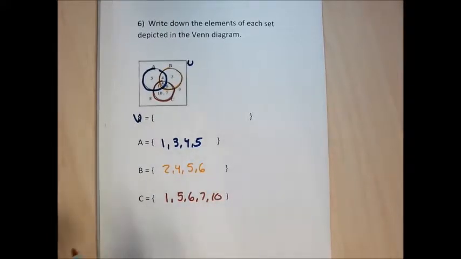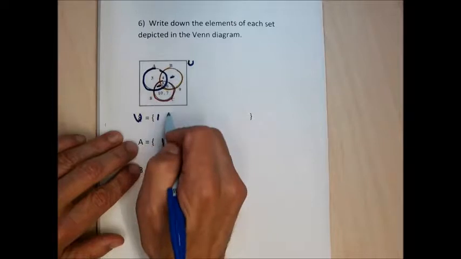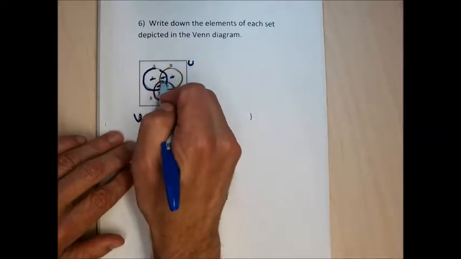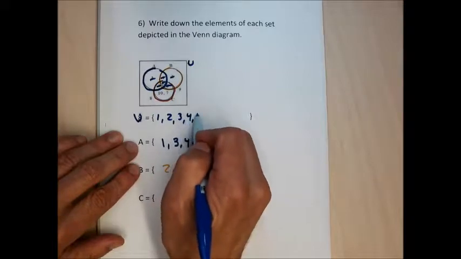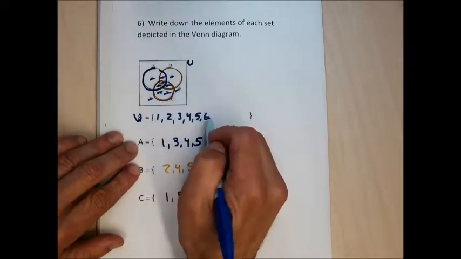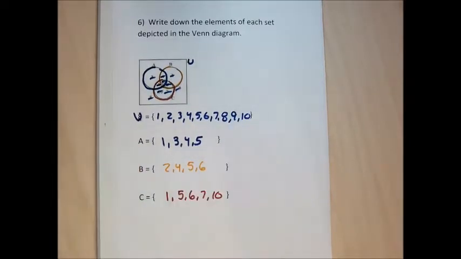And then I'm going to work on the universal set, which is any number in any of the sets. I'm going to start at 1 and work my way up. So there's 1, 2, 3, I think it's 1 through 10, 4, 5, 6, 7, 8, 9, 10. So this is kind of mindless in some sense.